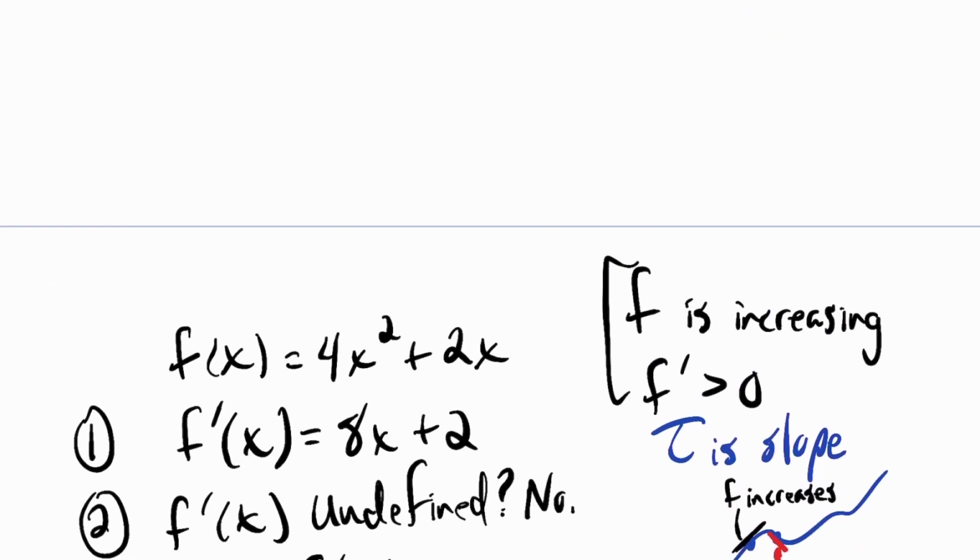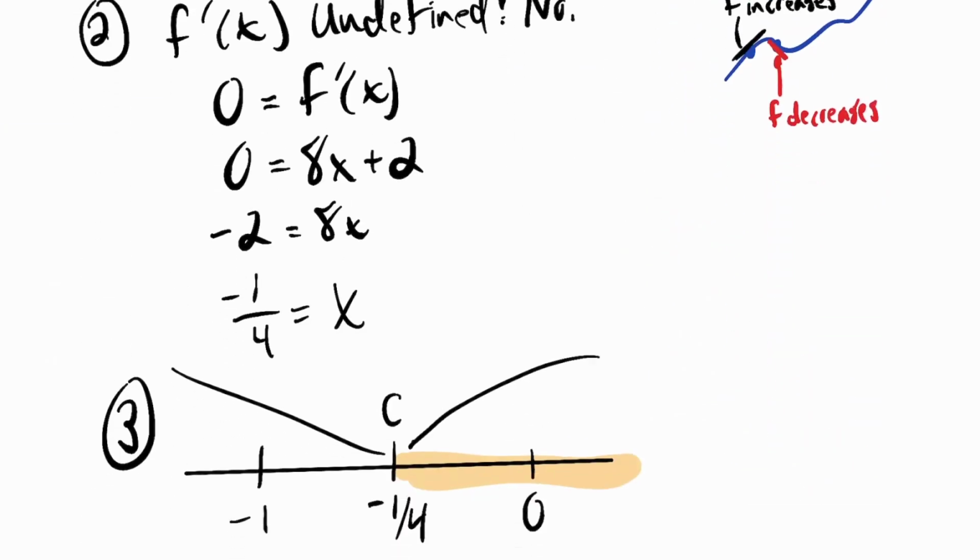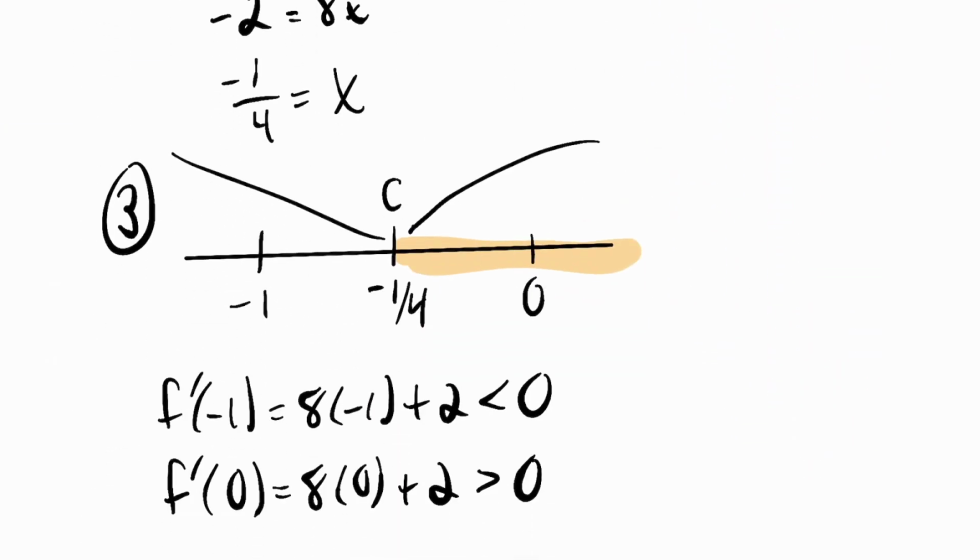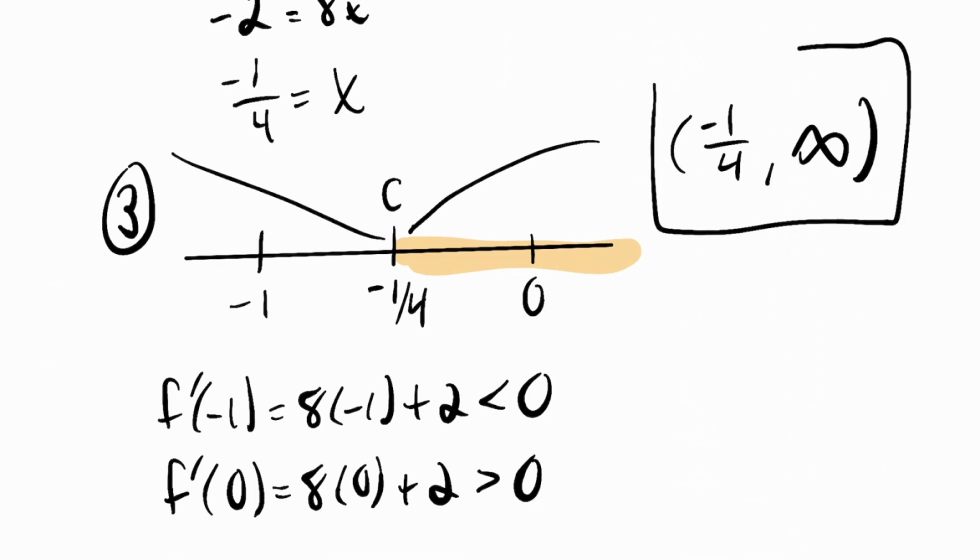Remember, that is what I was looking for. Where is the graph increasing? And I basically found it. So my answer is the interval -1/4 to infinity. That's my answer. And on a multiple choice test, that would be one of the choices.